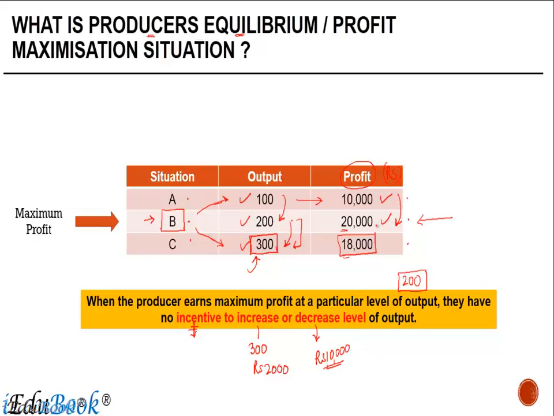So that is what basically the producer's equilibrium situation or the profit maximization situation is. The situation at which the producer earns the maximum profit. So we can say that the producer's equilibrium in this case is obtained at a level of output which is 200 units, and the producer is at equilibrium when producing 200 units.